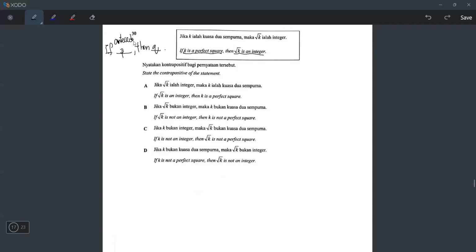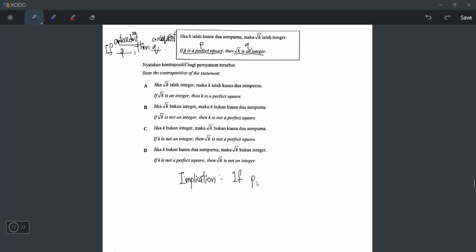Okay? Antecedent. Or in Bahasa Melayu, antejadian. And this is the consequent. Or the akibat, antecedent and consequent. You have to know this. So can you tell me what's the antecedent here? What's the P here? This one, K is perfect square. And then starting from here, square root K is an integer. This is the Q, the consequent. And then they say state the contrapositive.